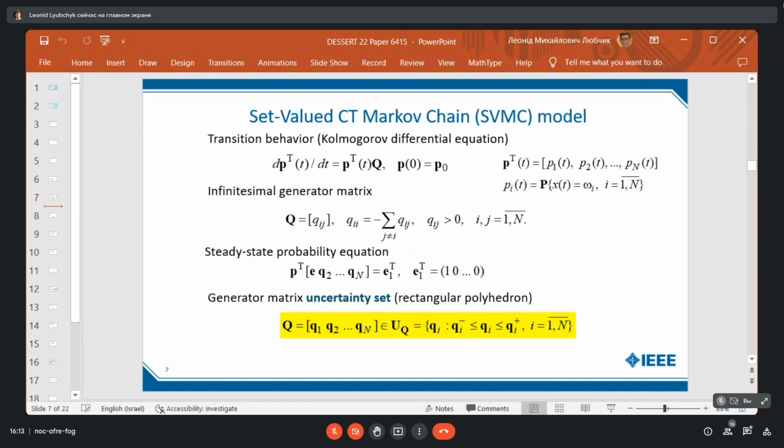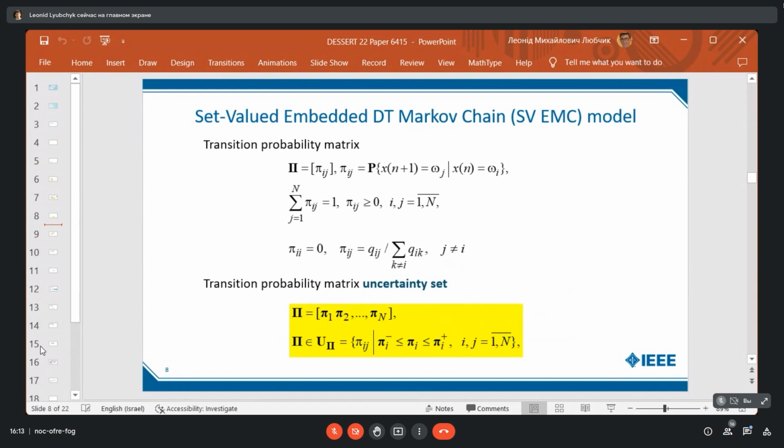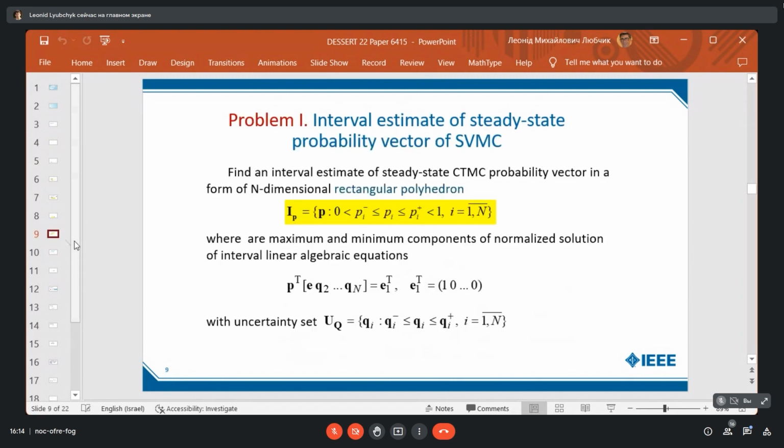For example, it may be a restriction as linear inequalities for all elements of this matrix. It is not very difficult to obtain the upper and lower bounds of all elements of the generator matrix from the initial data, for example, failure rates and other characteristics of the real problem. And using this description, we consider another problem. It is a problem of a set-valued embedded discrete-time Markov chain. It is the typical model which describes this situation, but we added the uncertainty set which describes the uncertainty in the transition matrix elements.